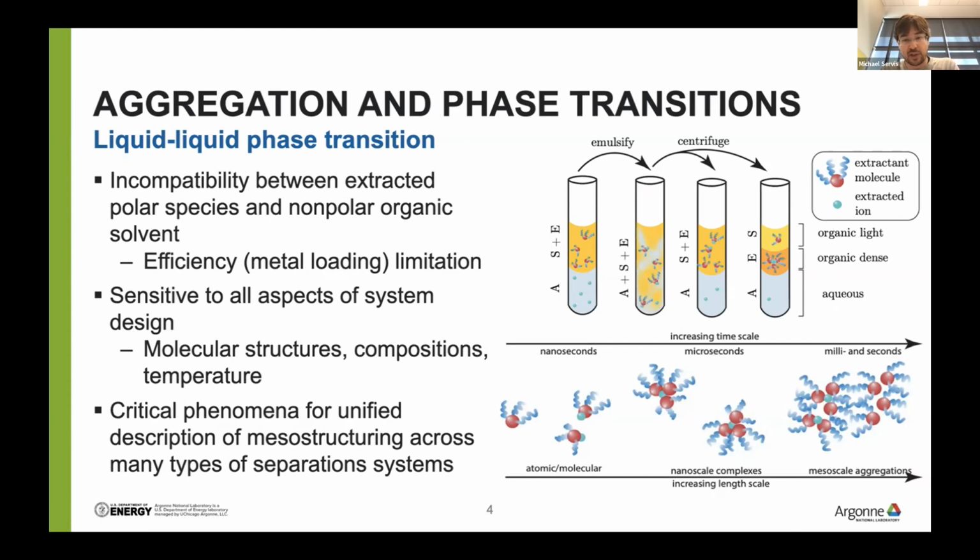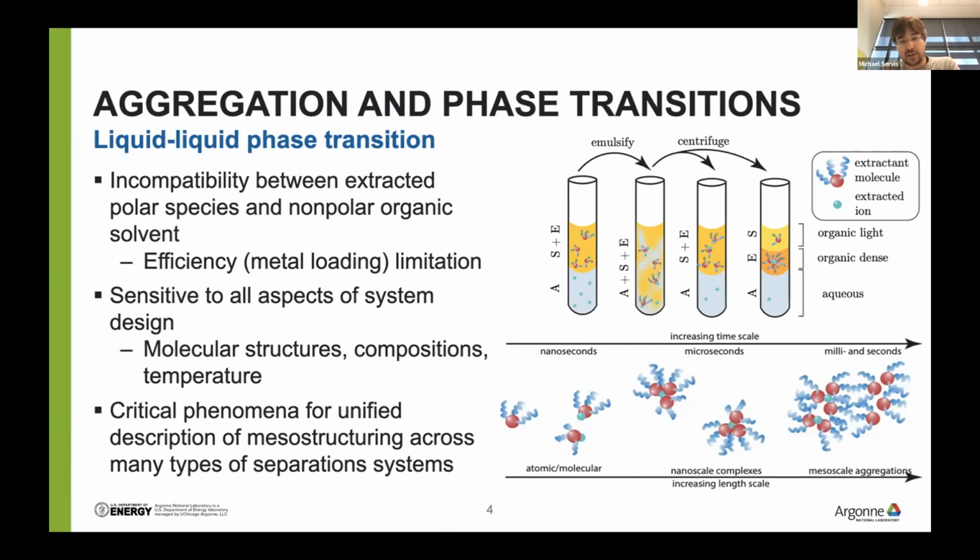And so we're generally interested in understanding this phase transition, this liquid-liquid phase transition that occurs within this organic phase, so that we can learn how to design separation systems that let us get more metal out. And part of what makes this so complicated is it's understood kind of empirically, and it's known that basically every choice you make about the separation system has some effect on how much metal can be extracted.